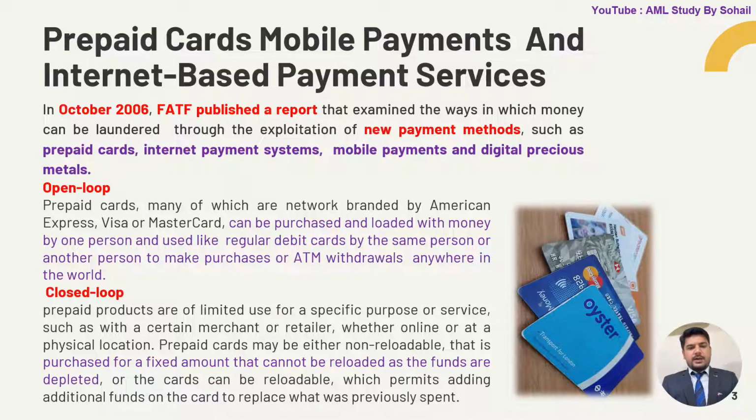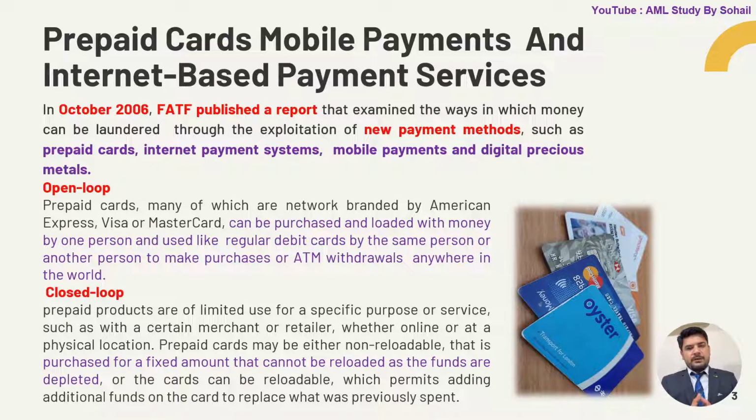In October 2006, FATF published a report that examined the ways in which money can be laundered through the exploitation of new payment methods such as prepaid cards, internet payments, mobile payments, and digital precious metals. There are different types of prepaid cards circulating in the market nowadays. You can buy different types of services with the help of these cards.